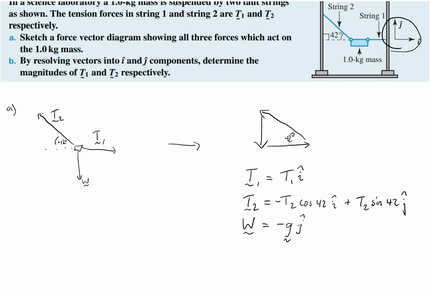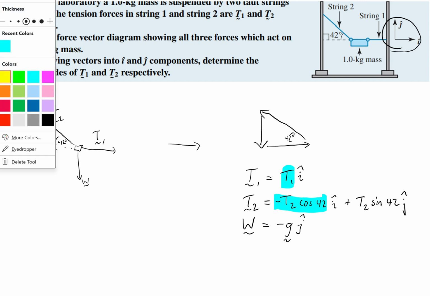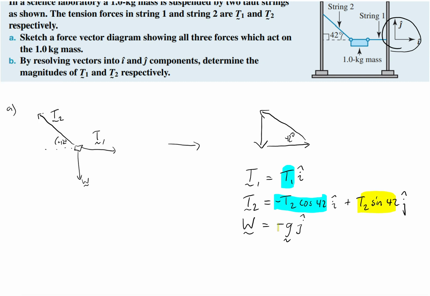So the horizontal component of T2 will need to be equal to this, and the vertical component, these two values need to be equal, otherwise we're not in equilibrium. So working on the yellow first, we can say that T2 sine 42 is equal to g, not negative g, because they need to balance each other out.